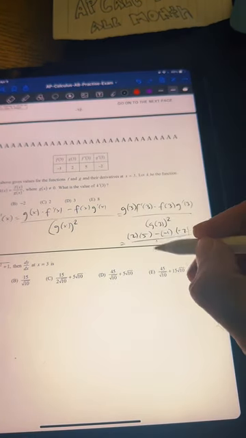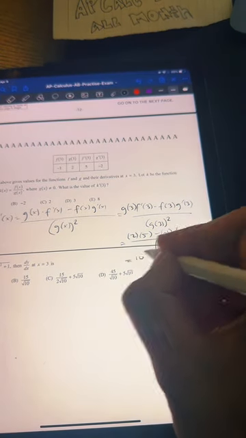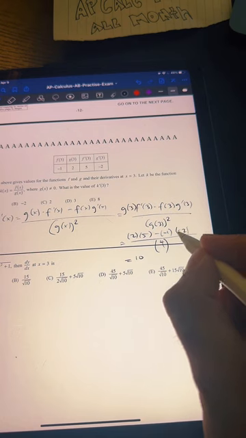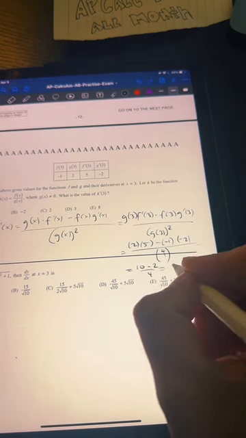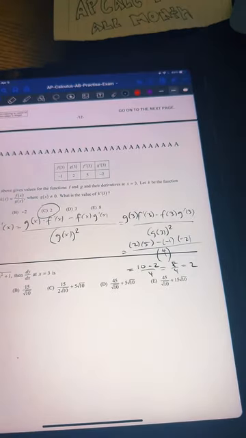Over g of 3 squared. G of 3, where are we at? 2 squared. So I'm just going to put a 4 up here already. Let's simplify this. 10, and now we watch our negatives. This is a negative times negative 2, so this is positive 2, but then we have a negative here. So this is negative 2 over 4. Actually, 10 minus negative 2 is 12... so 8 over 4. So the answer is 2. C.